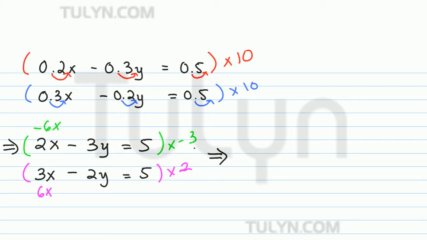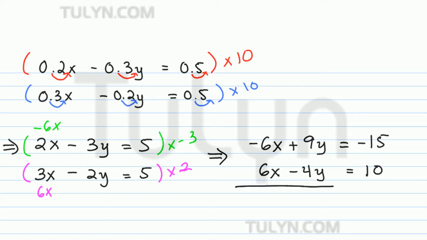Rewrite the system. So rewriting the system, let's multiply minus 3 by every single term. So the first term becomes minus 6x, then minus 3 times minus 3y is positive 9y, equals 5 times minus 3, which is minus 15. Then the bottom equation is going to become positive 6x, minus 4y, which is 2 times negative 2y, equal to 5 times 2, which is positive 10.